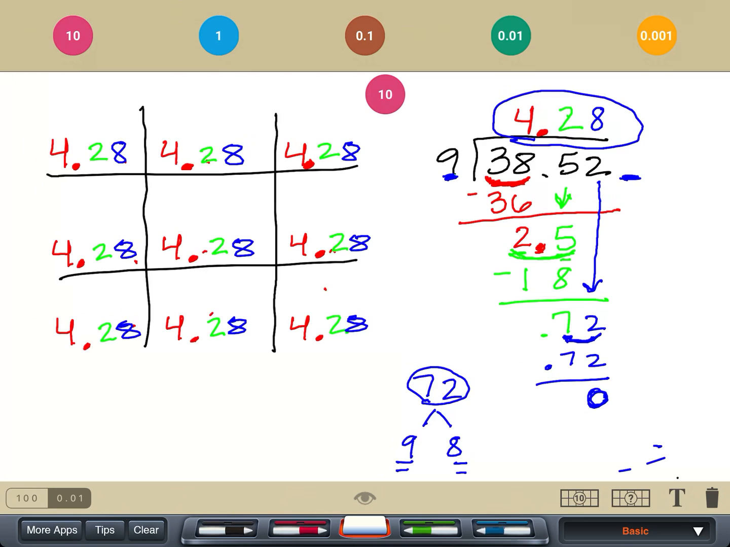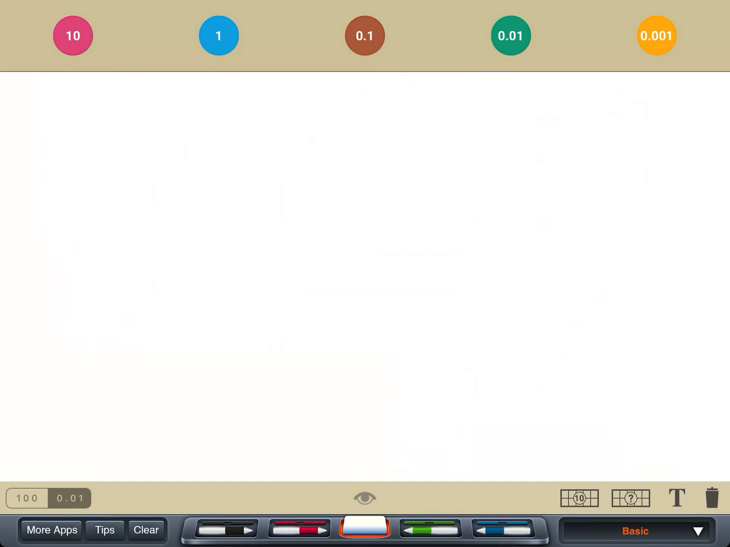Now I'm going to clear this, and we are going to do something called pause and you try. In your textbook, on page 57, you should see number 12, A through C. I would like you to do those 3 problems. Pause this video, and when you're finished, I'll show you the answers for those 3 problems to make sure that you understand this concept.